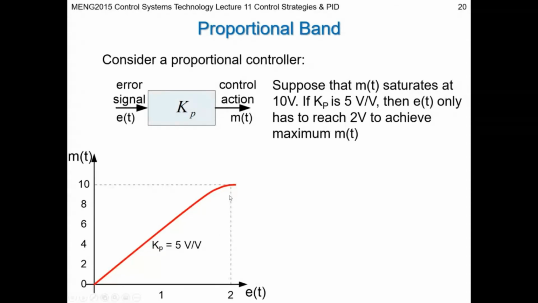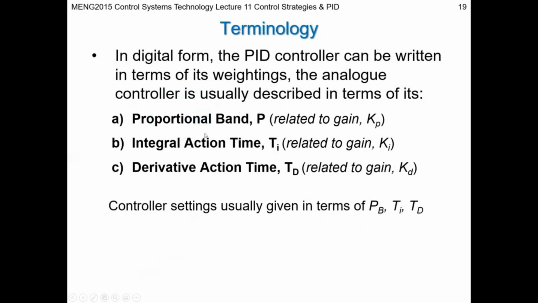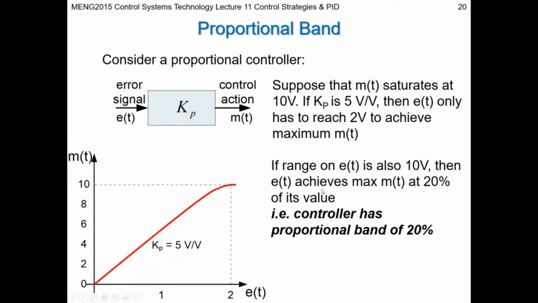But if we get up to 2, then we're going to have this condition where you can't get any more output on your control action. It's literally saturated. So our proportional band, which is what we're describing here, proportional band P, is basically the ratio between the maximum output of the controller and the input of the error, right?